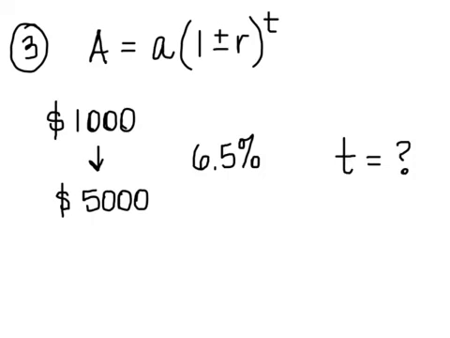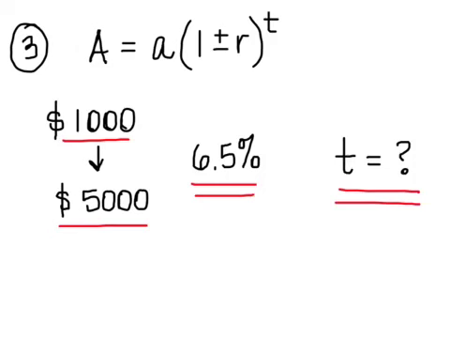One use of logs to help us find the missing exponent is an example we've done before with exponential growth or decay. So let's talk about money. Let's say we start out with $1,000 and we're wanting to know how long it's going to take for it to increase to $5,000 when we have it in an account that makes 6.5% interest and we're missing the time. That's what we're looking for, is how many years.